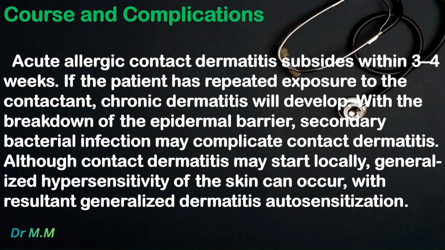Course and complications. Acute allergic contact dermatitis subsides within 3 to 4 weeks. If the patient has repeated exposure to the contactant, chronic dermatitis will develop. With the breakdown of the epidermal barrier, secondary bacterial infection may complicate contact dermatitis. Although contact dermatitis may start locally, generalized hypersensitivity of the skin can occur with resultant generalized dermatitis, or autosensitization.